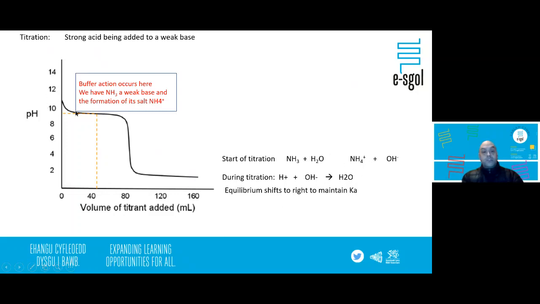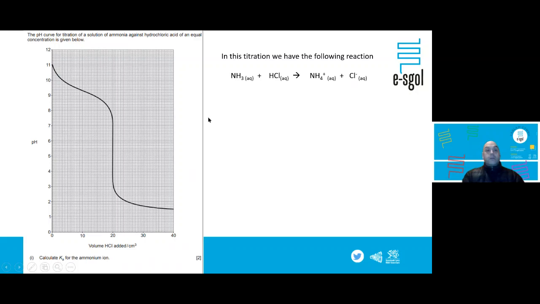Again, we can see buffer action occurring because we've got a weak base and a strong acid. We'll talk about buffers in a minute, hopefully. So I've got a question here. This is from, I think it's 2017, might be 2016.